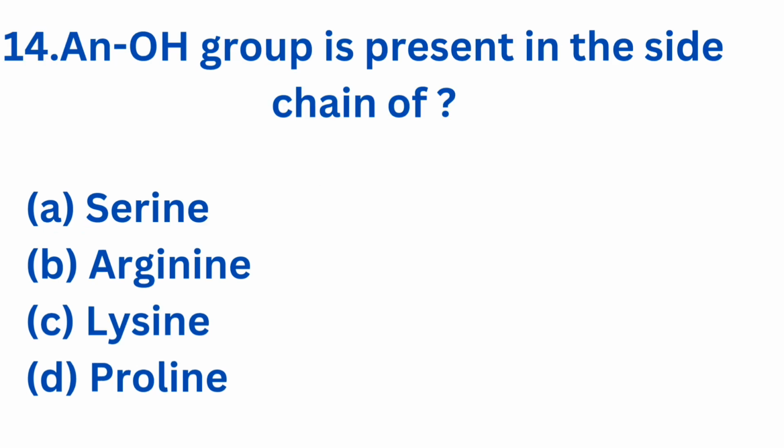Question number 14. An OH group is present in the side chain of option A, serine, option B, arginine, option C, lysine, option D, proline. An OH group is present in the side chain of which of the following amino acids? The right answer is option A, serine.